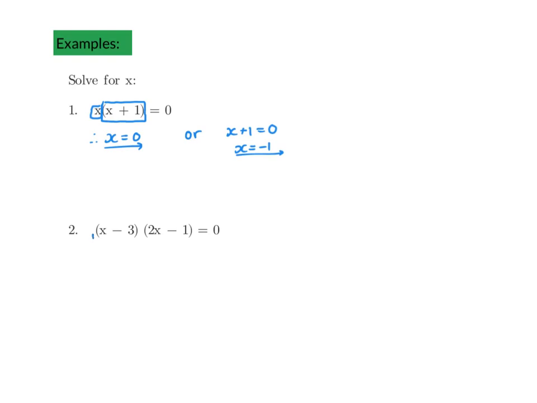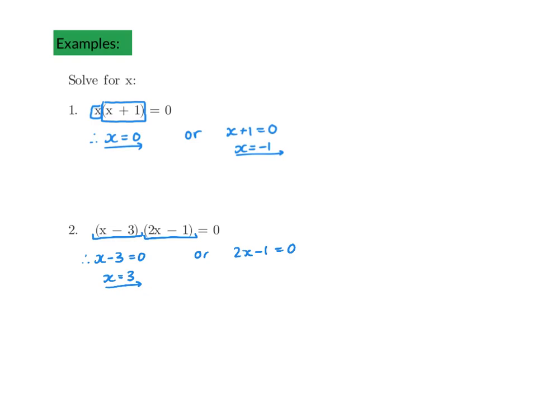So again, I've got a product of 2 bits, and together they're equal to 0. So I know that therefore x minus 3 would be 0, or 2x minus 1 is 0. Now I solve each part. X will be equal to, add 3 to both sides, x is equal to 3.